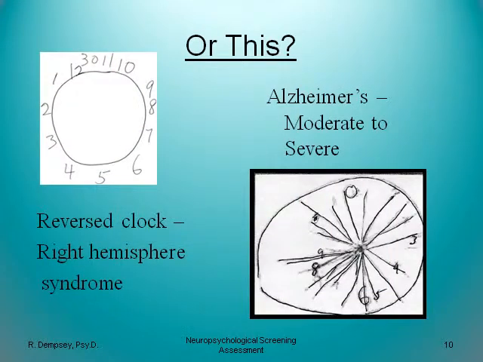What about one of these? This is Alzheimer's. Anyone looks like that? Please say no. Okay, good. And then this one you can barely see, but the numbers are actually on the outside here. It's a reverse clock, which is also indicative of right hemisphere syndrome because of the planning piece.